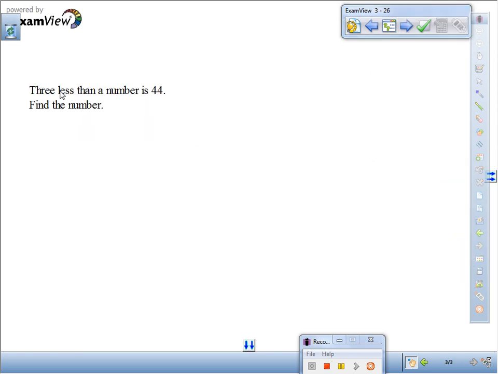It says, 3 less than a number is 44. 3 less than a number is 44. What I want you to circle here is the beginning, where it says 3 less than. Circle that. And we write that after the variable. Make a note for yourself.